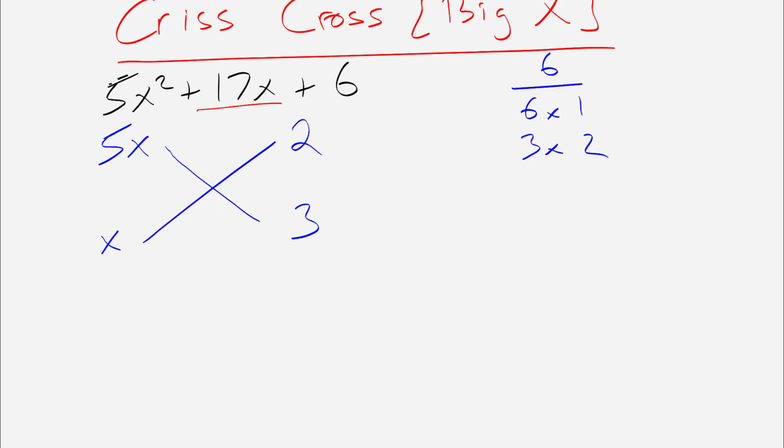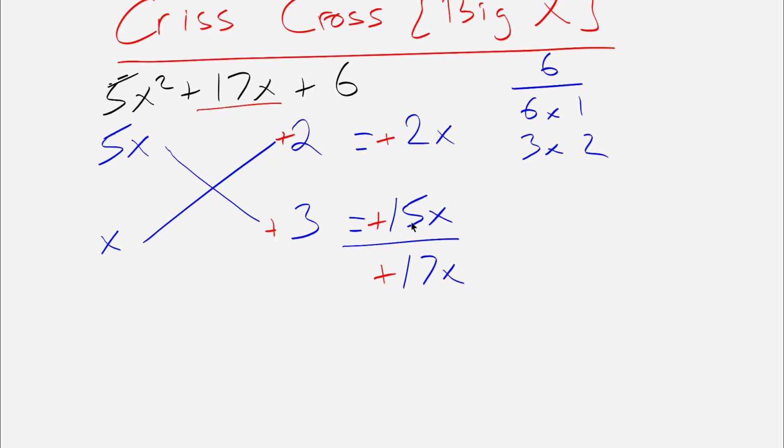So then we'll have another look. 5x times 3, that's 15x. X times 2, that's 2x. And yes, we can combine 2x and 15x to get the 17x that we're interested in the middle here. Once again, because we're dealing with all pluses in this question, this is going to be a plus, this is going to be a plus, so this is going to be a plus. So if this has to be a plus 2x, this will be a plus 2. If this has to be a plus 15x, this will be a plus 3.